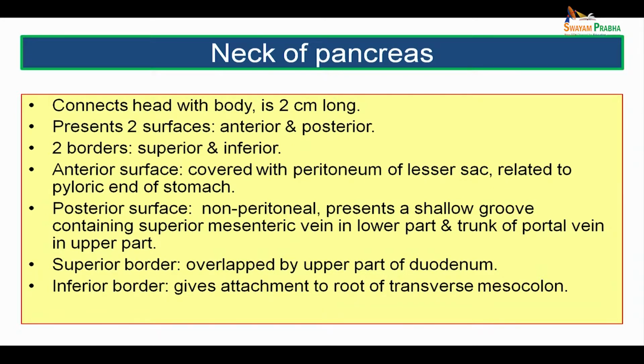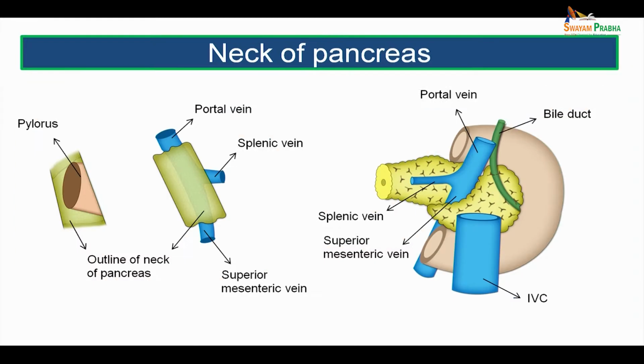The superior border of the neck is overlapped by the upper part of the duodenum, while the inferior border gives attachment to the root of the transverse mesocolon. This picture shows us the relations of the neck of pancreas. This is the outline of the neck of pancreas showing its anterior relation to the pyloric part of the stomach.